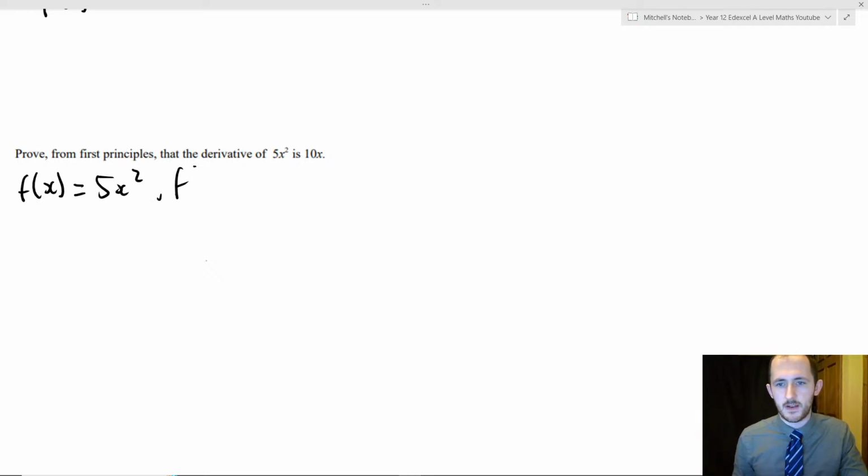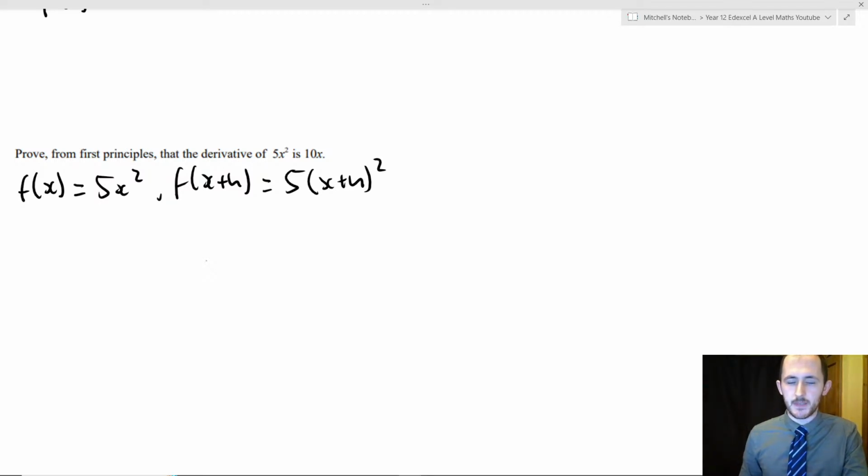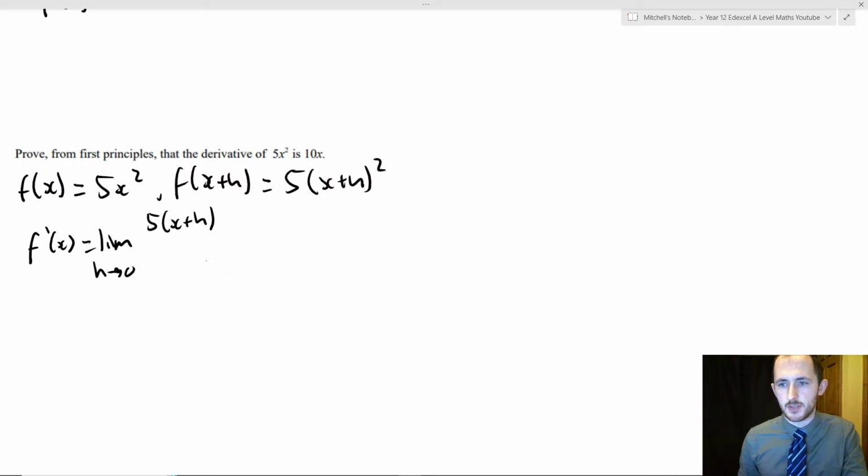Squared, which means f of x plus h will be 5 times (x plus h) squared. So prove that it's 10x. So once again, f prime x is the limit as h tends to 0 of f of x plus h minus f of x over h, so we have 5 times (x plus h) squared minus 5x squared over h. So again, we can start expanding this out.